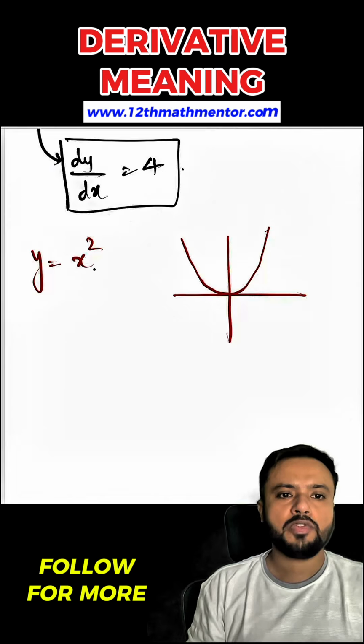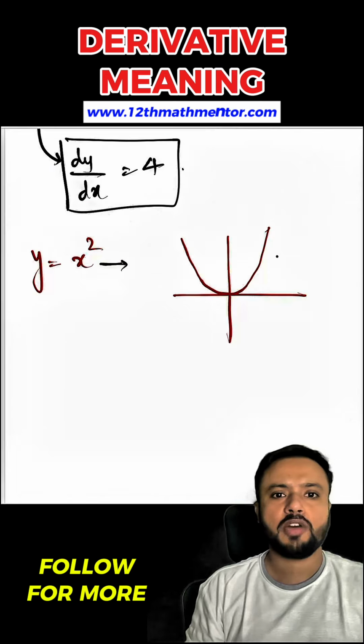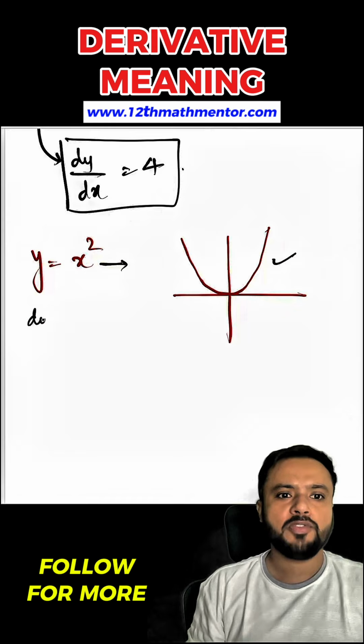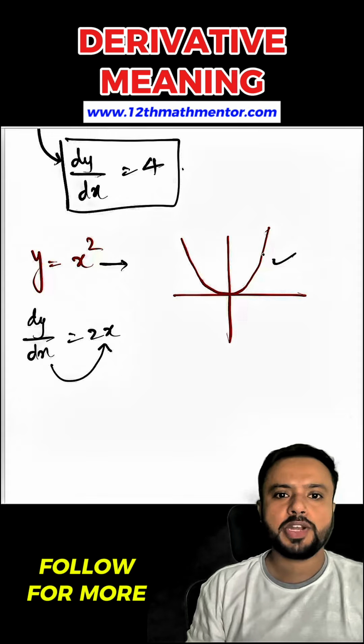Now let's assume another function, which is y equals x square, which on a graph represents an upward parabola. When I differentiate it, I'll get 2x. So we can clearly see that the derivative's dependency is coming on x. And we all know that the gradient of this curve is not constant. It's changing at each instant.